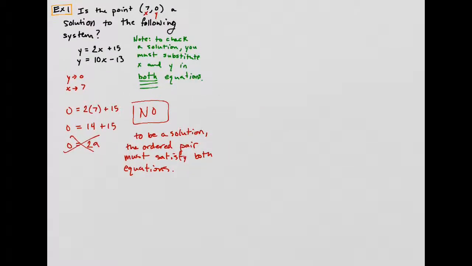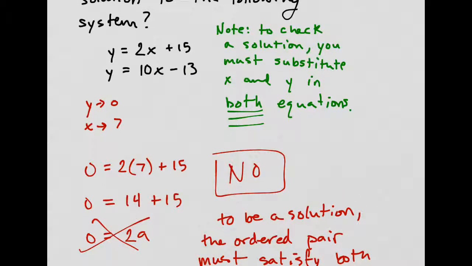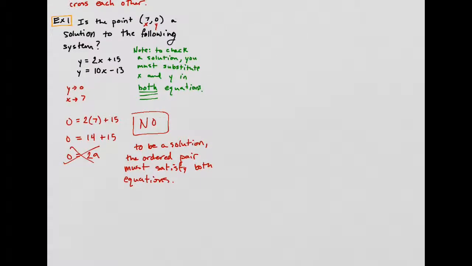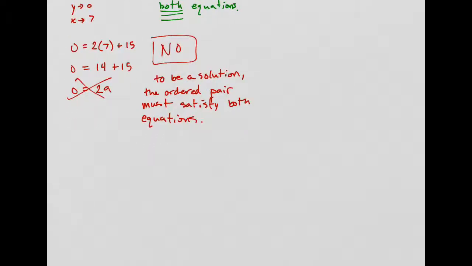Remember when we were talking about lines and checking solutions to a line? We would say, is this point on the following line? And you'd have to plug it in and see. Well, we're doing that all over again, except we're asking, is the point on this line and on that line? So that's all we're doing. Nothing really new. Let's do one more example.